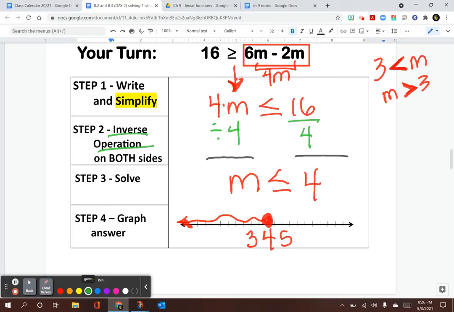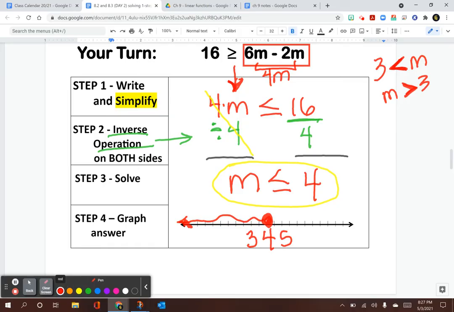Our inverse would have been to divide by 4 on both sides. It can be shown with the division symbol like this or just the fraction bar like this. Remember that these 4's cancel out. Don't give them a value of 16. M is my variable that remains, and 16 divided by 4 is really just a 4. So our solution ends up being all numbers less than or equal to 4.